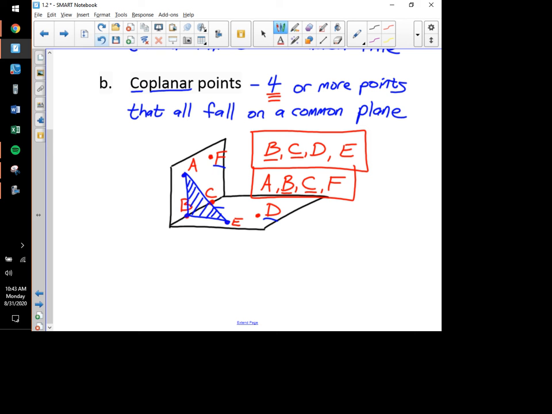So you've got to be careful in what you're trying to do here. Yes, technically A, B, and E all fall on the same plane, but we wouldn't call them coplanar because coplanar doesn't become important until you have 4 or more points.